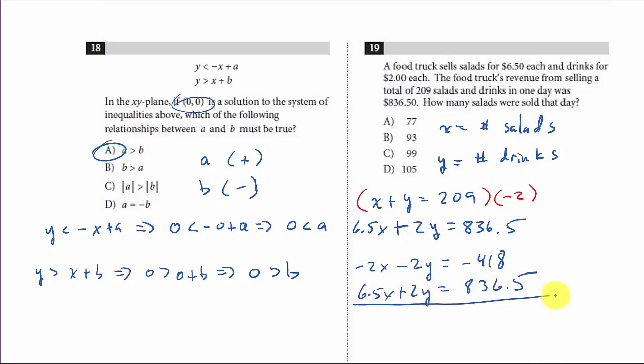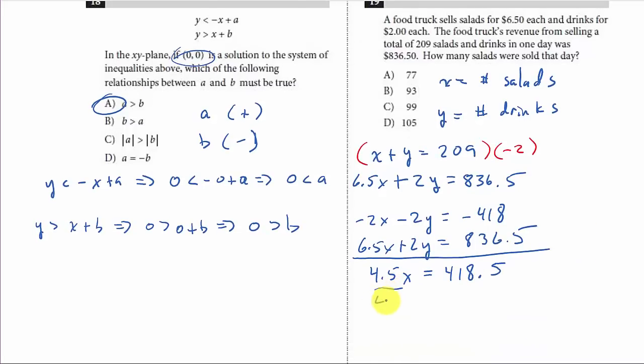836.5. And if I add those, I get 4.5X is equal to 418.5. And then if I divide both sides by 4.5, I get X equals 93. And what do they want to know? How many salads were sold that day? Well, X is the number of salads. We solve for X is 93, so that's B.